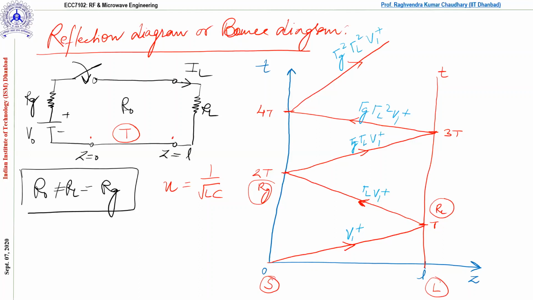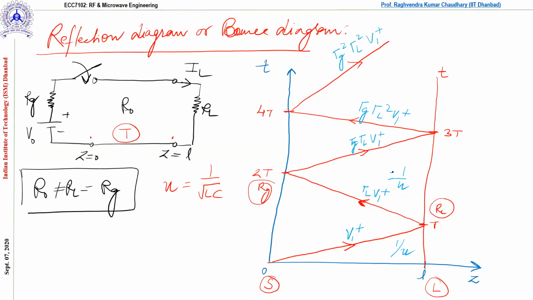Now, what is next? If I ask you the slope of these lines, it is 1 upon u, correct, and u is 1 upon under root LC. And if I ask you the slope of the gamma L V1 plus line, it is just 1 upon u but with a negative sign, meaning minus 1 upon u. In this way, we have drawn these things.